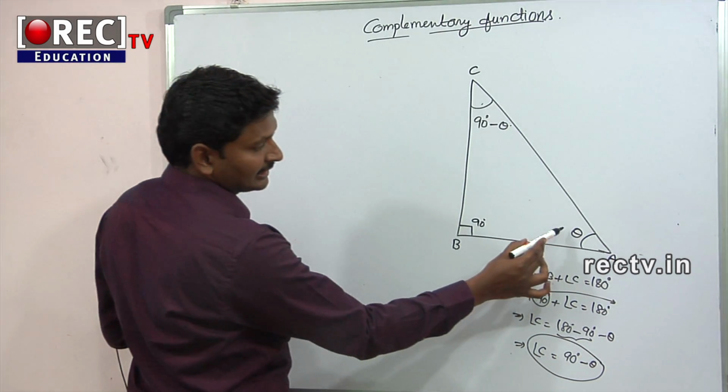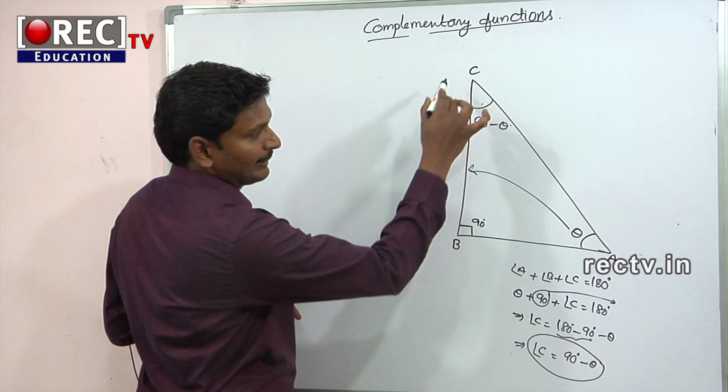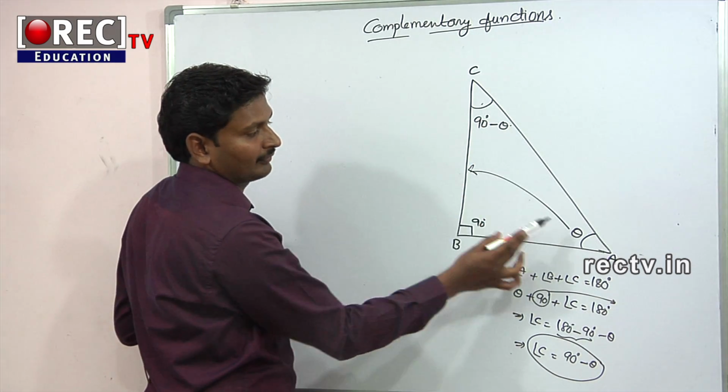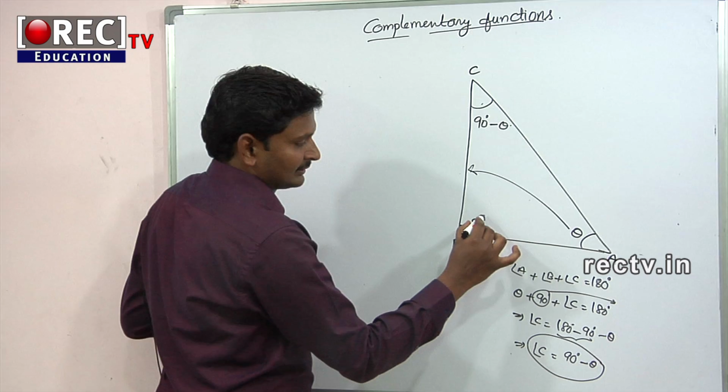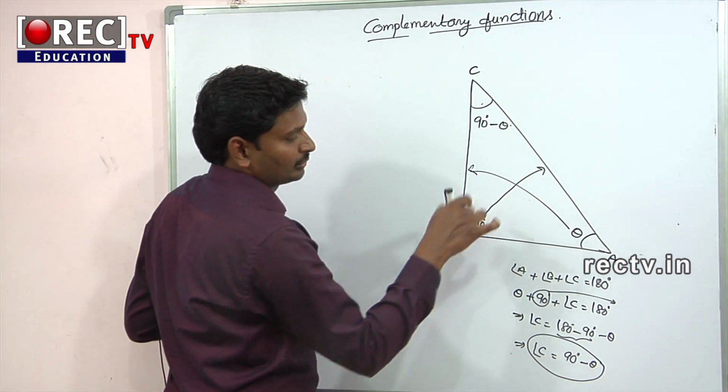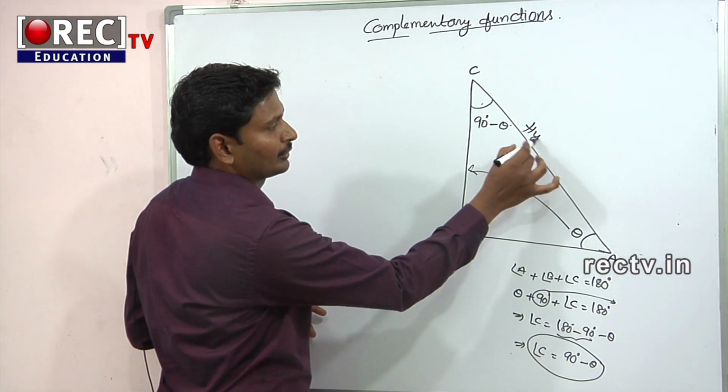So for this theta, this side BC becomes the opposite side of angle theta, and the side which is exactly opposite to 90 degrees is called the hypotenuse.